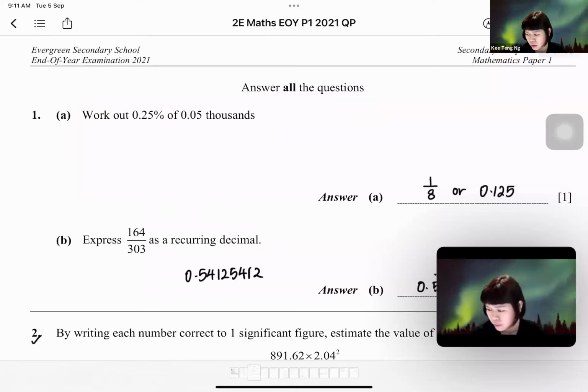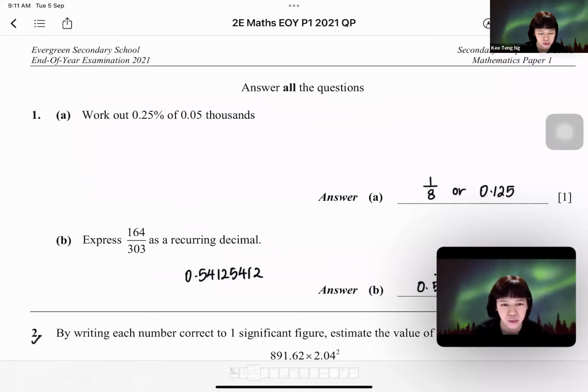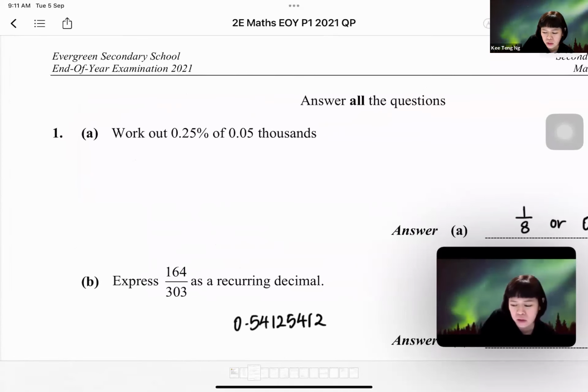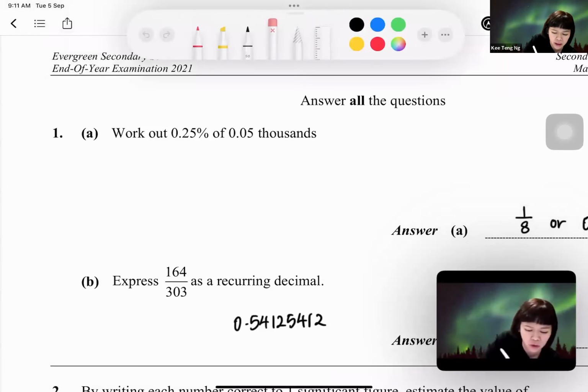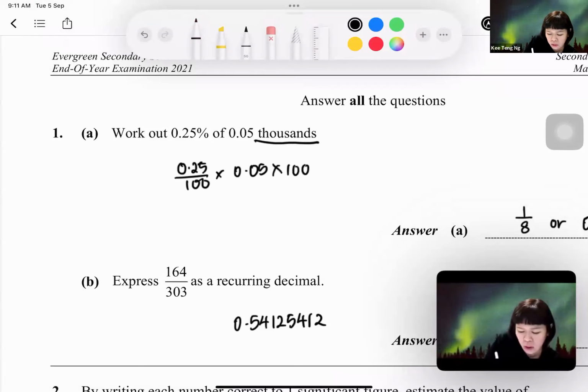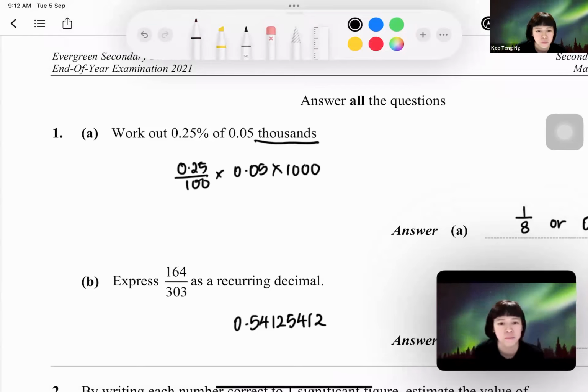Okay, so some of you have given me the thumbs up, so I should proceed. Some of the questions are very simple, so I'm not going to go through every single question. I'll go through some of it only. So this one, just take note, this is 0.25%. So 0.25% still needs to be divided by another 100. Sometimes students will just think 25%, no, it is 0.25 out of 100, times 0.05, and this one says 1,000, so you need to times another 1,000 to get your answer.